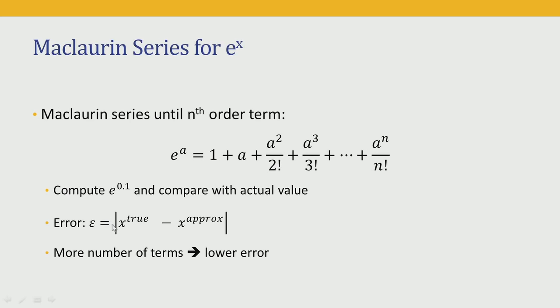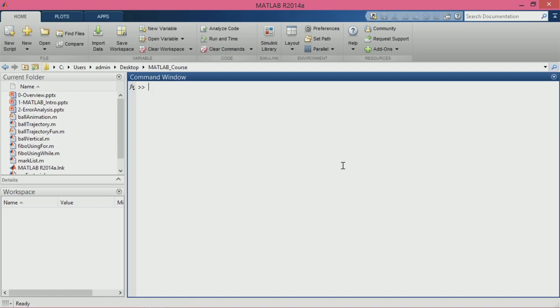The error we will define as the difference between the true value and the approximate value. We do not care whether this difference is positive or negative. The error is therefore just the absolute value of the difference. So, it does not matter whether the approximate value is greater than or lesser than the true value. As long as it is different from the true value, we want to capture how much that difference is, and that is how we define the absolute error epsilon. Okay, and what we will show using MATLAB is that if we introduce more terms in this Maclaurin series, we are going to get lower error. So, let us head on over to MATLAB in order to compute this using the Maclaurin series approximation.